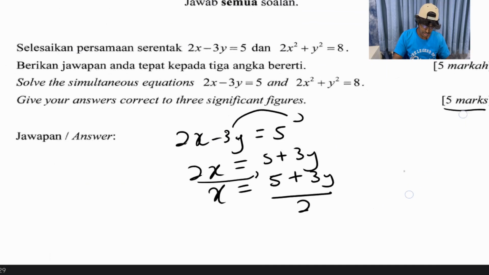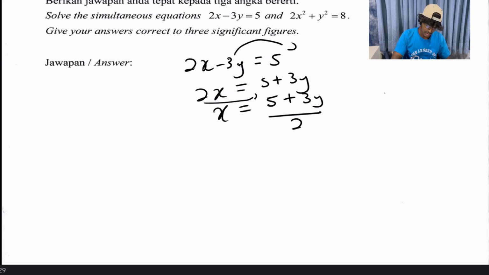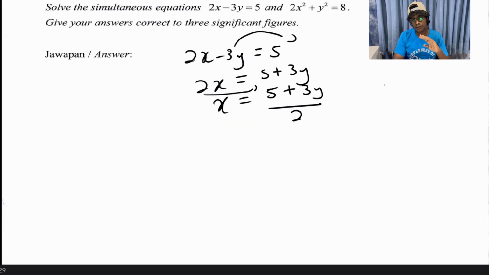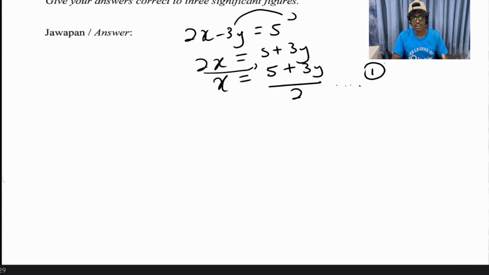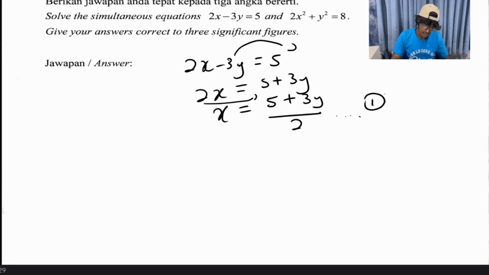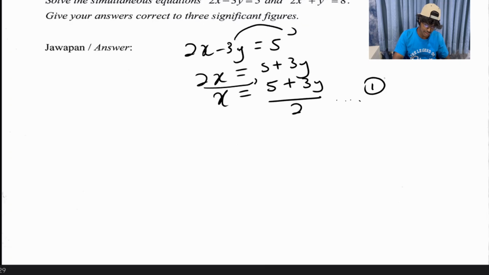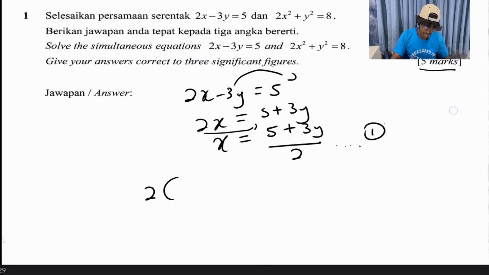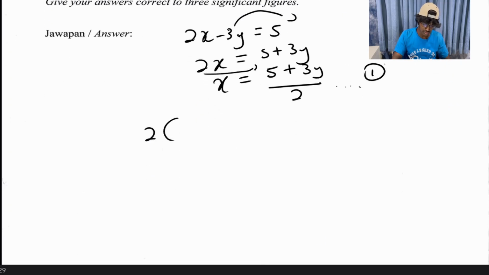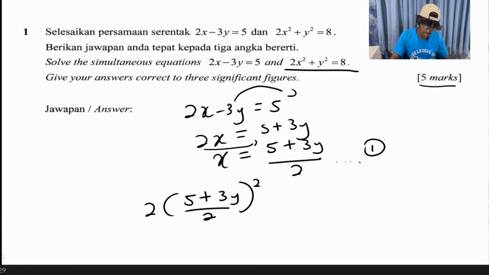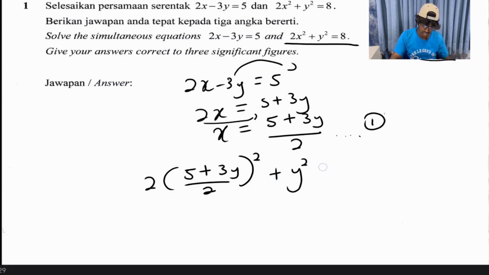So now what we can do is we can start to substitute. In the next equation, if you guys want to be more neat and arranged, you can write things like first equation, second equation, so that you know what you're doing, in case your whole paper gets messy. Okay, so let's substitute it into the next equation now. So 2, and we see here there is x kuasa 2. Okay, so 5 plus 3y over 2 kuasa 2 plus y kuasa 2 equals 8.